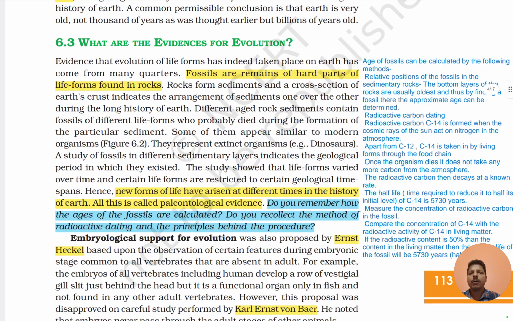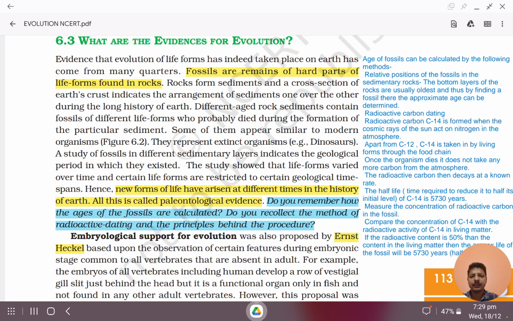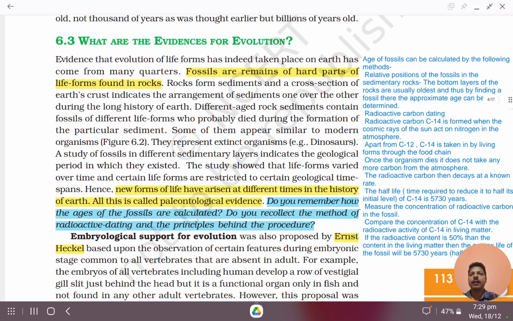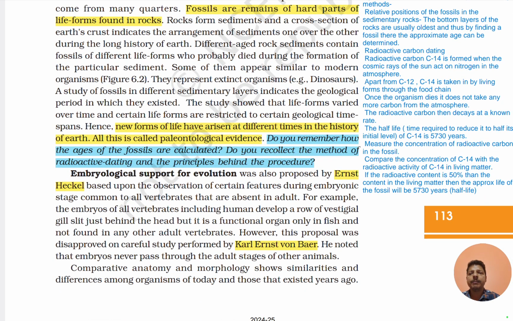Then, what are the evidences for evolution? Okay, so let's see. First of all, fossils. Fossils are remains of hard parts of life forms found in rock. Rocks form sediments, and a cross section of the earth's crust indicates the arrangement of sediments one over the other during the long history of the earth. And then you can see new forms of life have arisen at different times in the history of the earth. All this is called paleontological evidence.